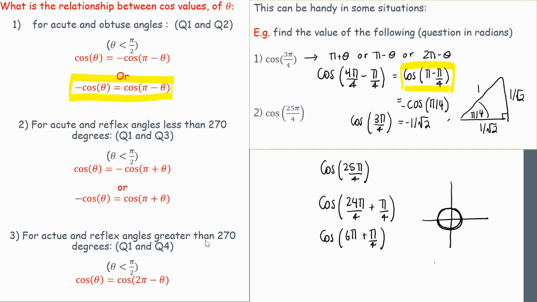Notice that 2 pi is once around my unit circle, 4 pi is twice, 6 pi is 3 times around, so I'm really back to 0 on my x-axis, and I'm adding on just pi on 4. So cos of 6 pi plus pi on 4 is really the same as cos pi on 4, hey? And I don't need to use a rule because I know this is 1 on root 2.